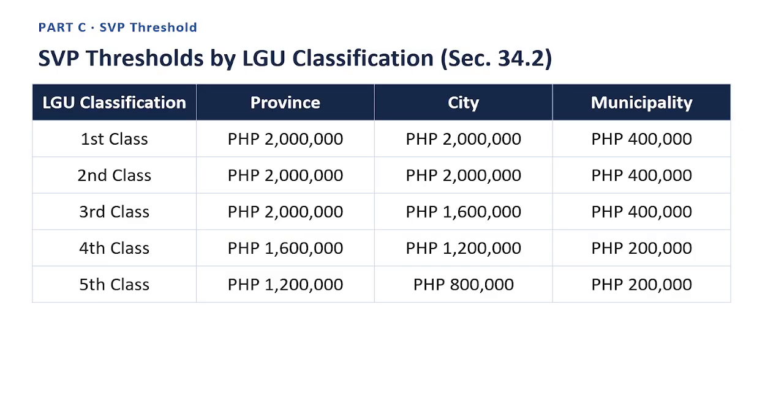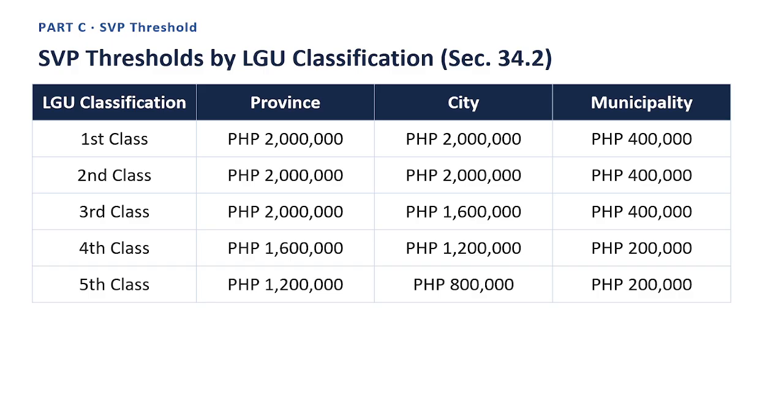Next row. LGU classification, third class. Province, Philippine pesos 2 million. City, Philippine pesos 1,600,000. Municipality, Philippine pesos 400,000. Next row. LGU classification, fourth class. Province, Philippine pesos 1,600,000. City, Philippine pesos 1,200,000. Municipality, Philippine pesos 200,000. Next row. LGU classification, fifth class. Province, Philippine pesos 1,200,000. City, Philippine pesos 800,000. Municipality, Philippine pesos 200,000.